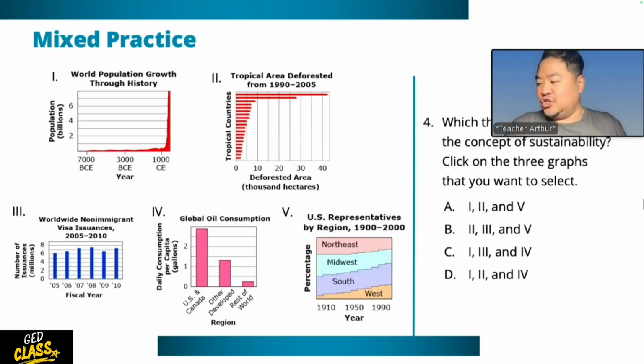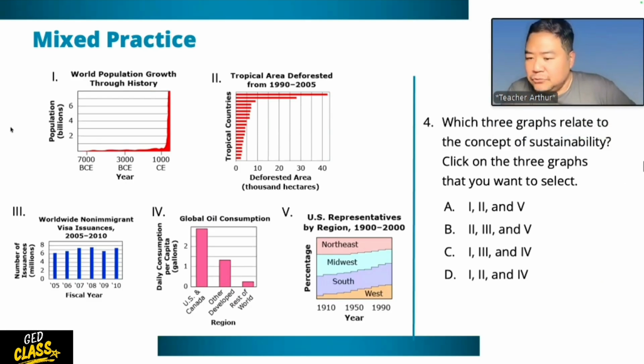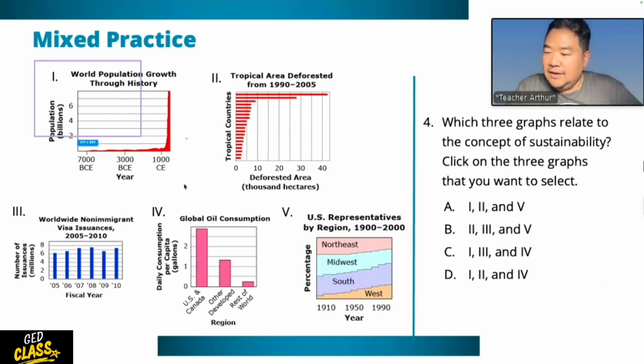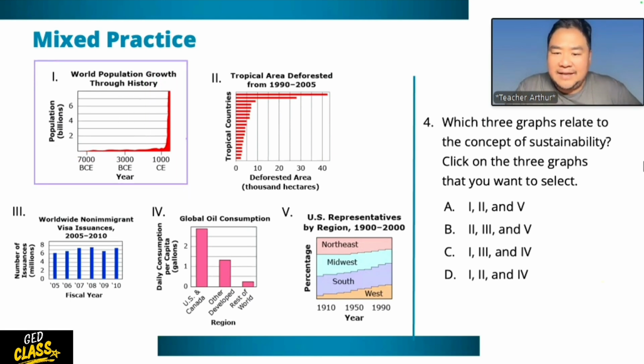So let's take a look at these charts one by one. If this were a multiple choice question, you could take a bit of a shortcut, but let's take a look at each of these. So chart number one: is chart number one related to sustainability? Yeah, it's about people, right? And people is important when you talk about sustainability because we're saying sustainability is about protecting future generations. So if this were a multiple choice question, you know that graph number one is part of the correct answer. Take a look at the choices.